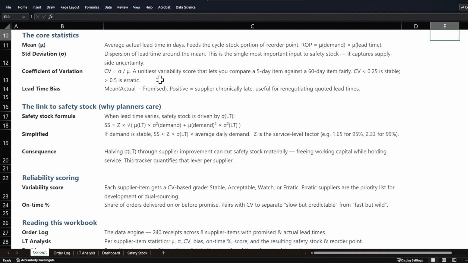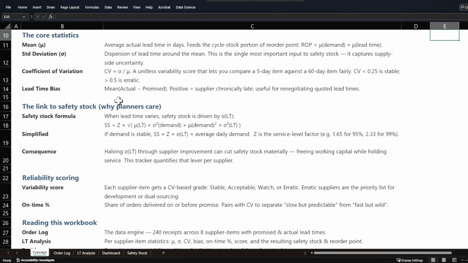Then coefficient of variation. Coefficient of variation is nothing but standard deviation divided by the mean. It is a unitless variability score that lets you compare a small data point against a larger data point. As a thumb rule, if the coefficient of variation is less than 25%, then you usually see it as a stable supplier. And if it is more than 0.5, then it is called erratic.